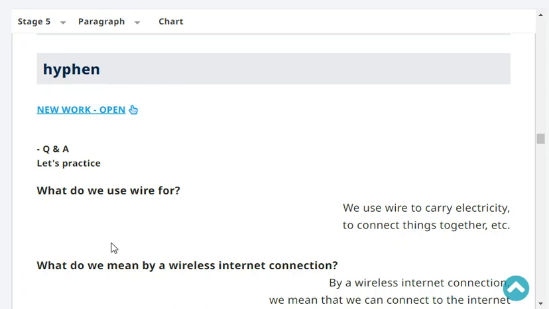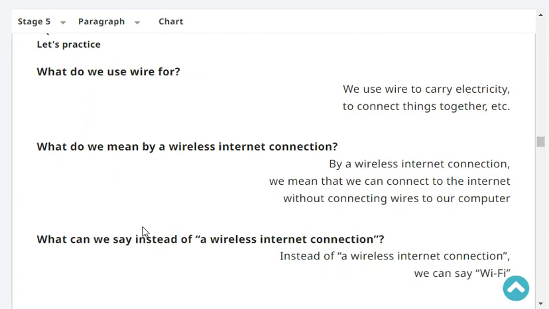What do we use wire for? We use wire to carry electricity, to connect things together, etc. What do we mean by a wireless internet connection?